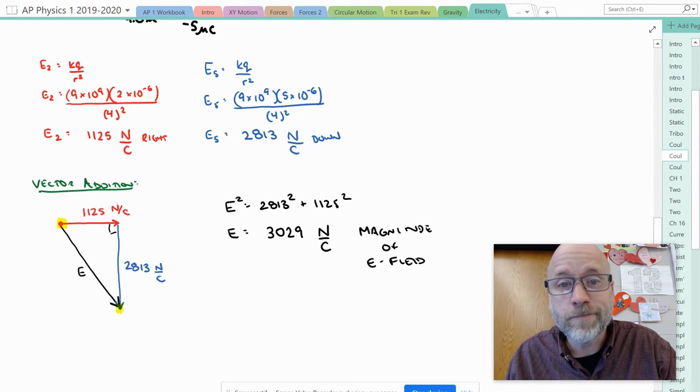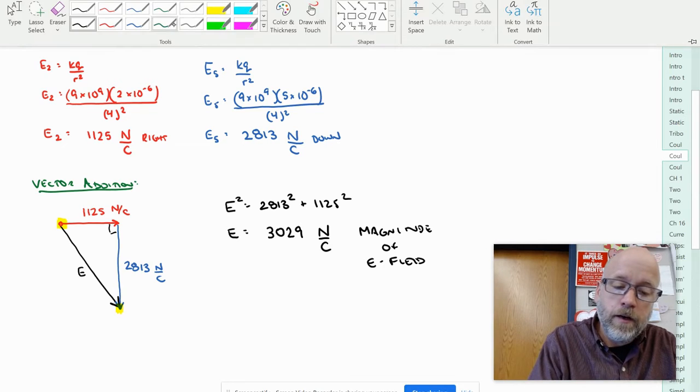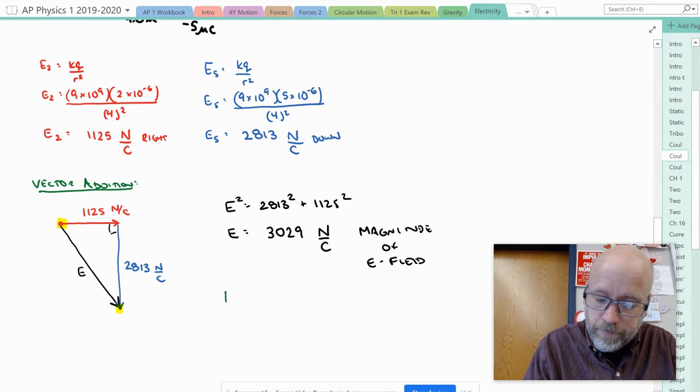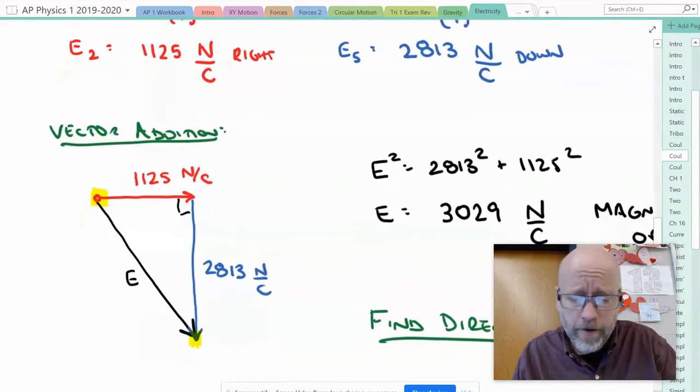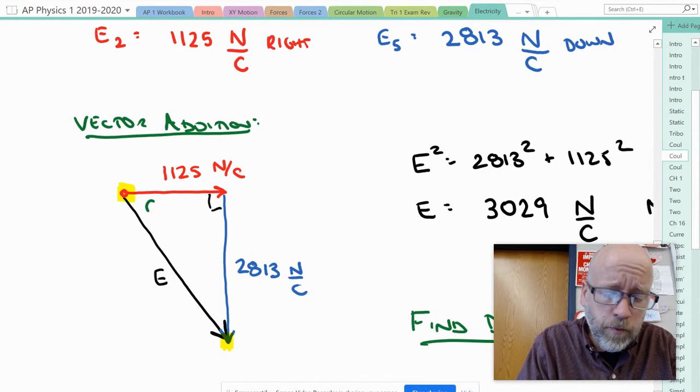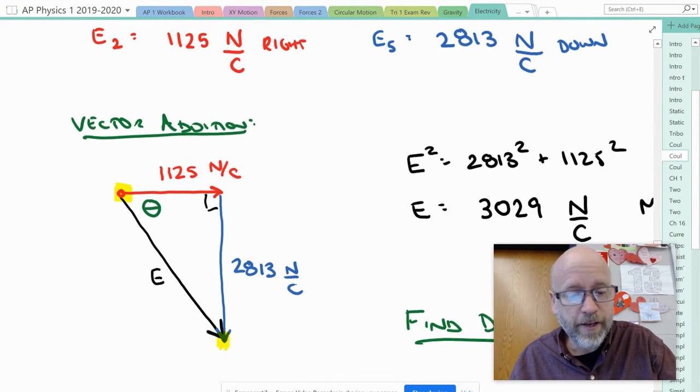And because it's a vector, I need to know the direction. So to find the direction, I've got one last step. Any suggestions? Yeah, that's a good call. Nice. Yeah, it's a right triangle. Let's label this angle theta. And I can just use my right angle trig.